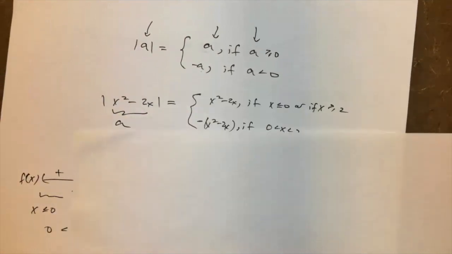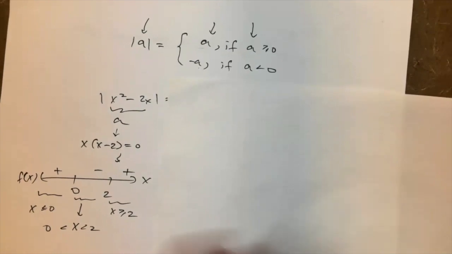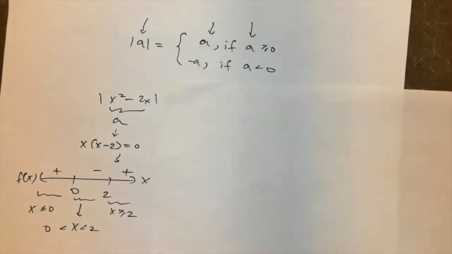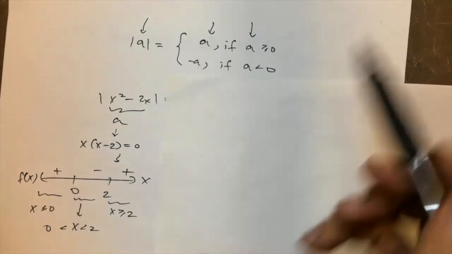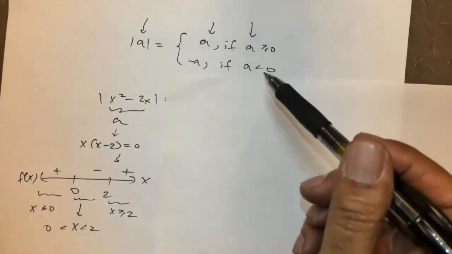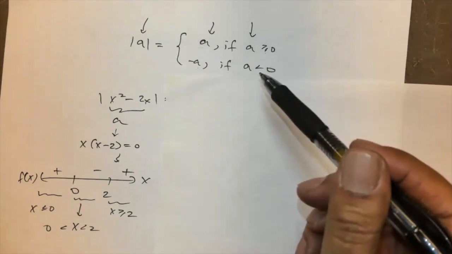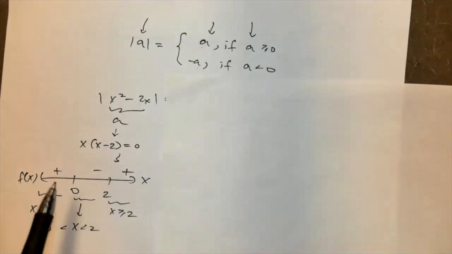That's the A. Here, x squared minus 2x is A. So now think of this whole expression, x squared minus 2x, as a single variable called A. And now I need to know where A is non-negative and where A is negative. And that's when we set it equal to 0. We found the roots and we plugged in and got the number line.